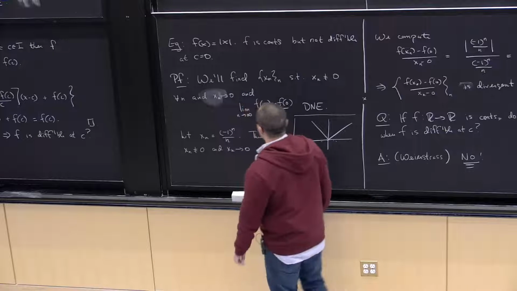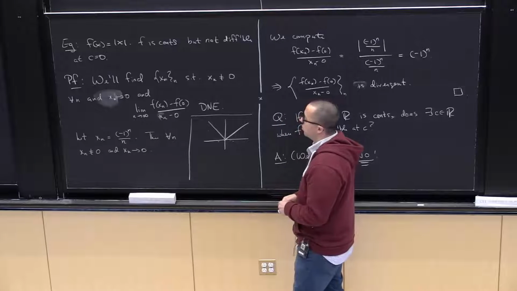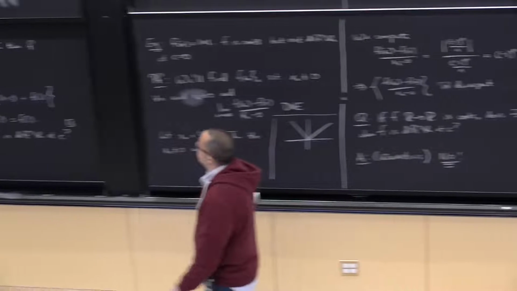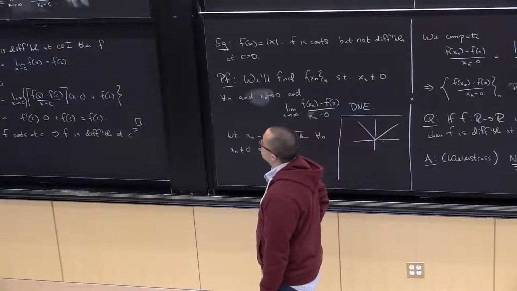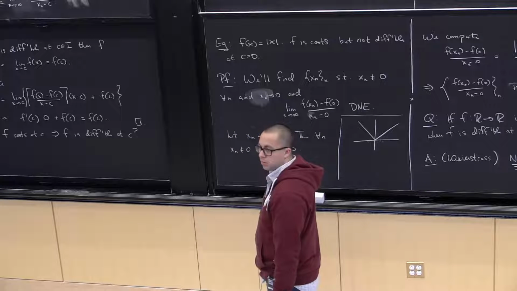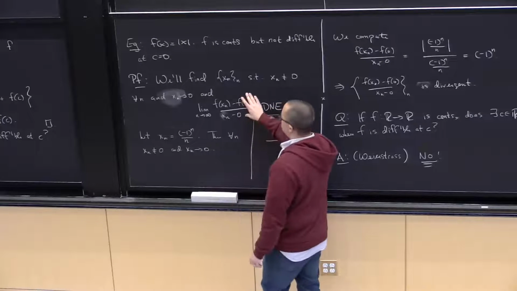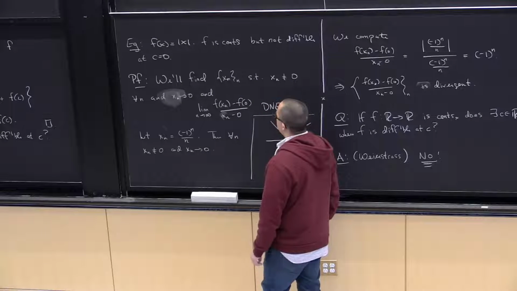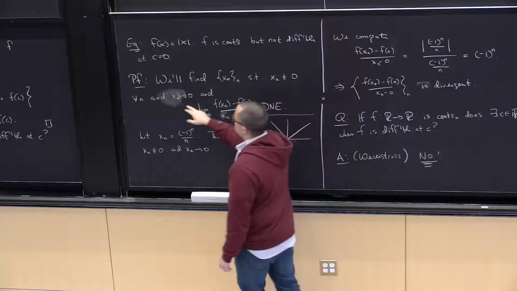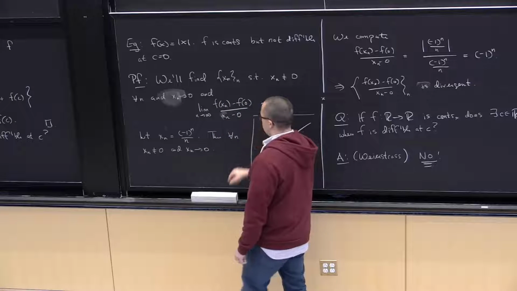Okay? And how do you do that? How do you show something's not differentiable? The simplest way is to use this remark up here by finding a sequence converging to c so that the difference quotient does not have a limit, as n goes to infinity. Okay? So that's what we'll do here, is we'll find a sequence x sub n with x sub n not equal to 0 for all n, converging to 0 such that this limit does not exist.